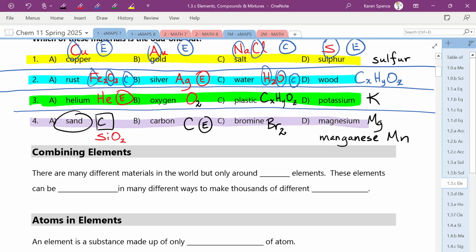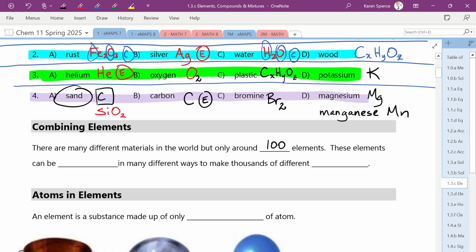There are many different materials in this world, but only around 100 elements. I think we're up to 120 now. These elements can be combined in many different ways to form thousands of different compounds.